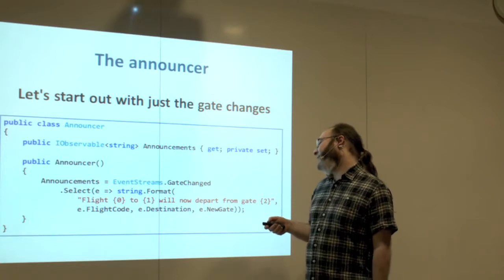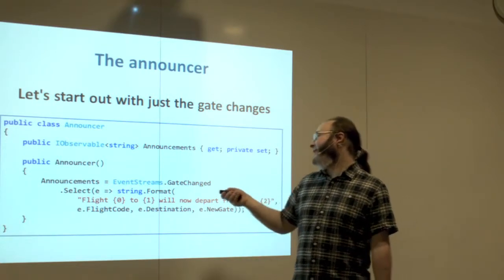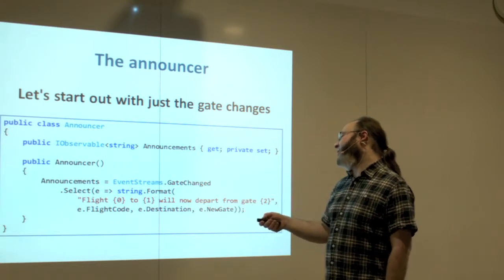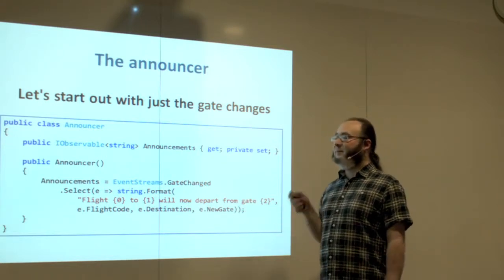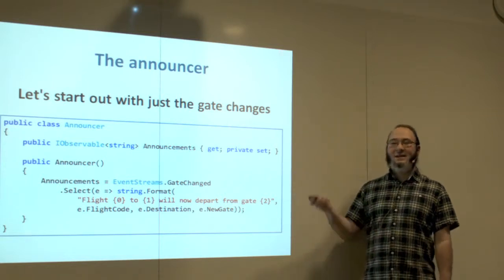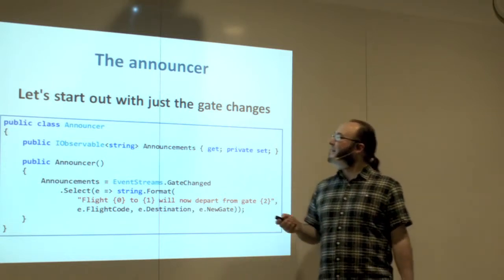That's quite an easy one. Okay, all we'll do is we'll take gate changed and we'll just format a string containing the stuff in the event. Okay, and yeah, that's nothing particularly new.